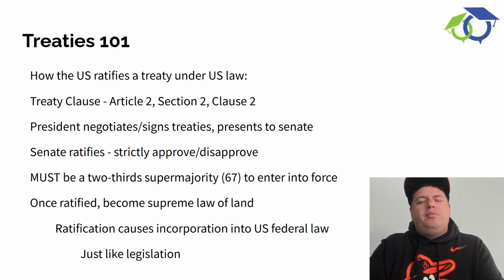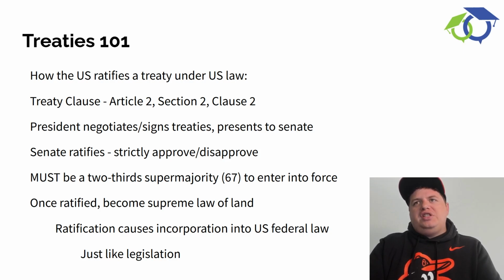The thing that is really important is that this is not like typical legislation where you have to get 50 votes plus the vice president or 51 votes. It is a situation where it has to be a 2/3 supermajority. So the reason that these treaties probably haven't been passed already is that it requires 67 votes in order to enter into force. If you do not get 67 senators, note that this is just the Senate. The House has nothing to do with treaty ratification.